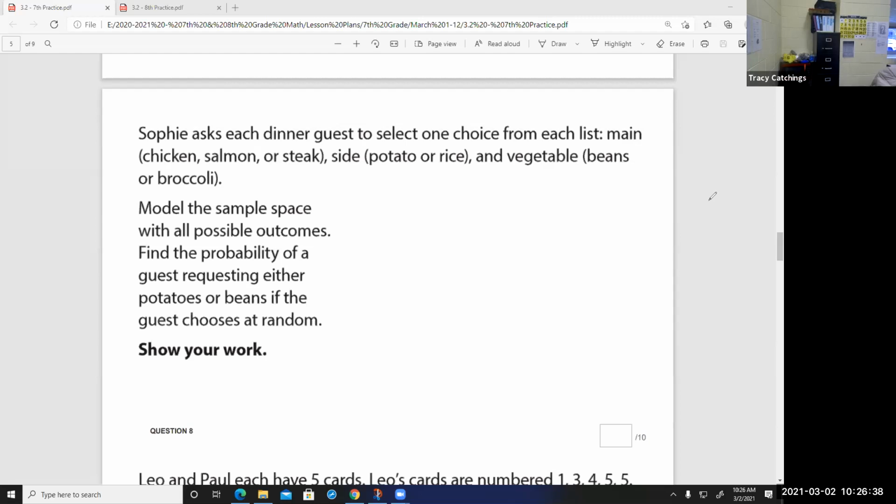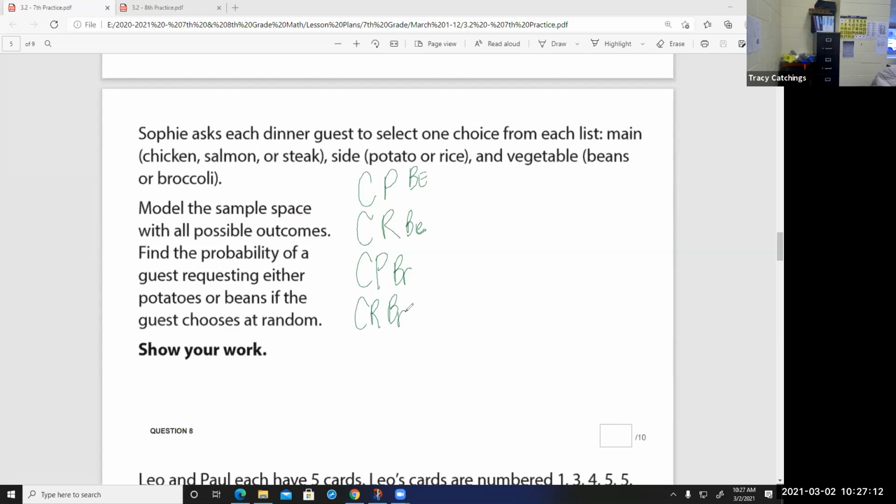All right, so if I get chicken, what can I get with chicken? Potatoes or rice. So I got chicken and potatoes, chicken and rice. What else can I get after I choose potatoes and rice? Beans and broccoli. So now I'm going to do that again. Chicken and potatoes with beans, chicken and potatoes with broccoli. And then I got chicken and rice with beans, and chicken and rice with broccoli. Good job.